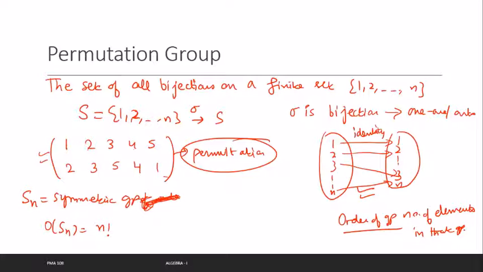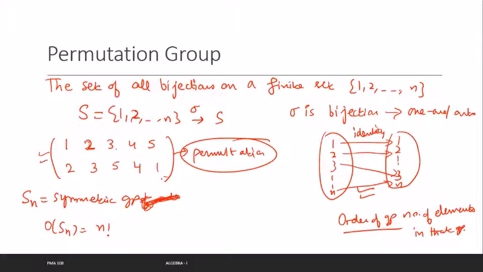Then the next element, 2. How many choices will you have left for 2? n-1, because you cannot map to the same element you used for 1. It has to be a one-to-one mapping, a bijection, it cannot be many-to-one, right? So 2 has n-1 choices, 3 has n-2 choices, and so on. So ultimately how many elements can you make? n factorial. So this is just a definition of the permutation group.